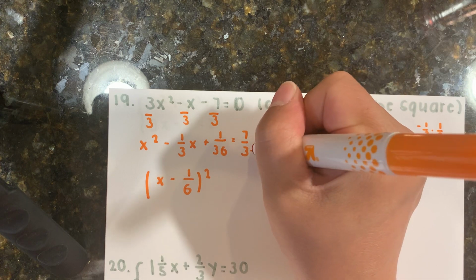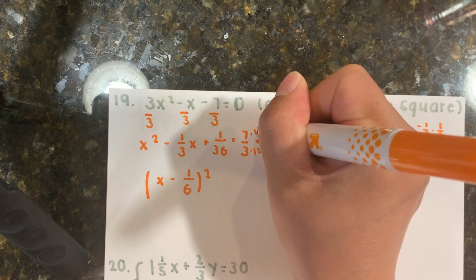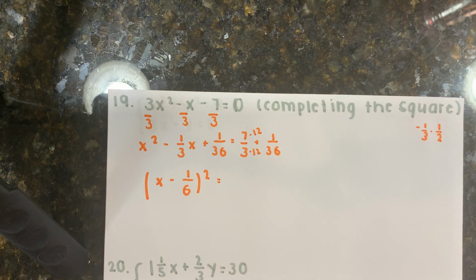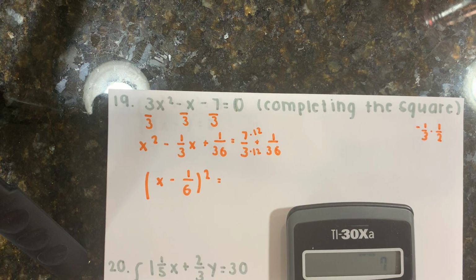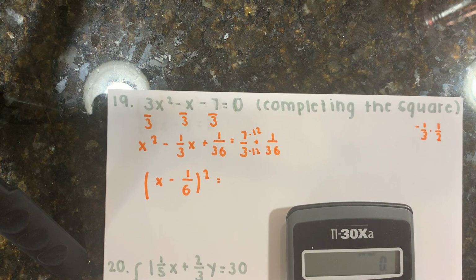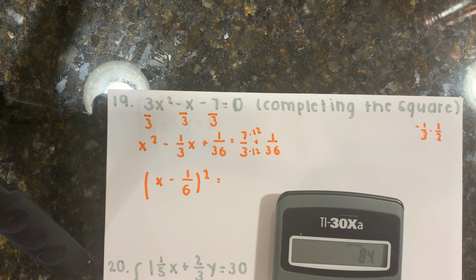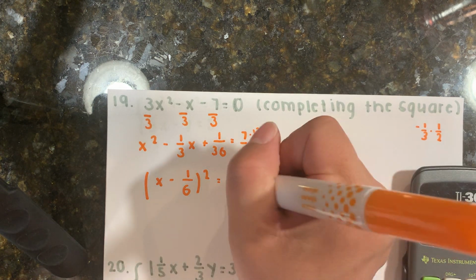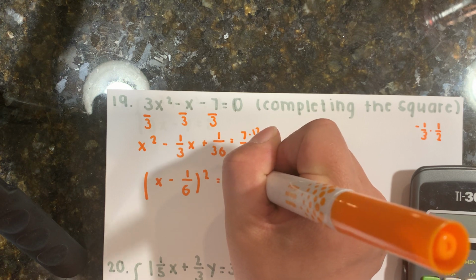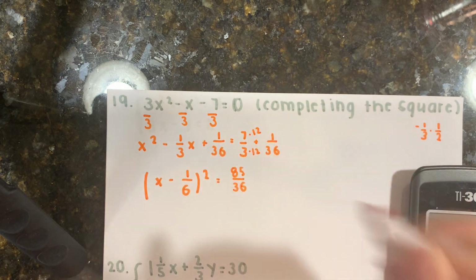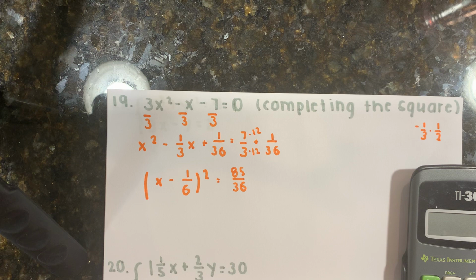That common denominator is 36, so I have to multiply top and bottom by 12. So 7 times 12 gives us 84, plus 1 gives us 85. So that would be 85 over 36. Just need to confirm that doesn't divide by anything, so no.